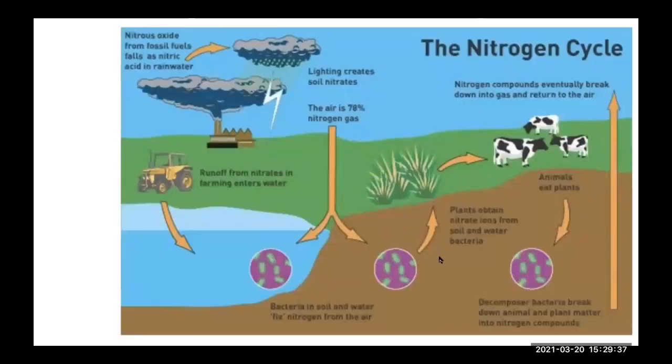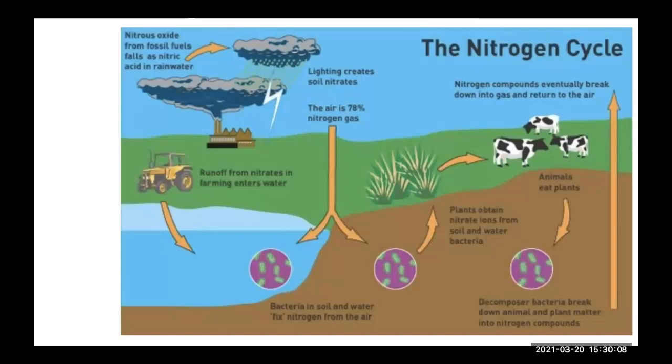The last cycle we'll talk about is the nitrogen cycle. The nitrogen cycle is a little bit complicated to remember. So you just want to make sure that you think about what is happening. We have nitrous oxide from fossil fuels that falls as nitric acid in the rainwater. Not so good, right? We see lightning that creates soil nitrates. Now we have nitric acid coming down and we have soil nitrates. The air is about 78% nitrogen gas.